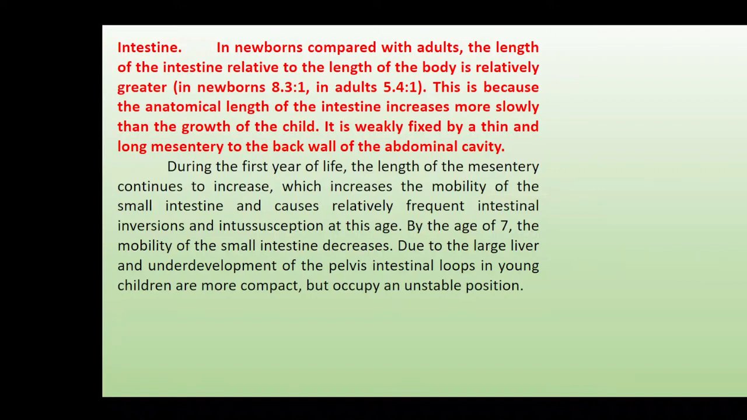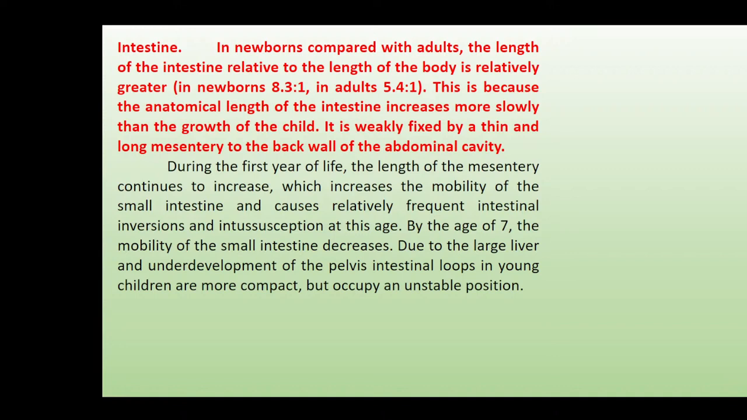Intestine. In the newborn, compared with the adult, the length of the intestine relative to the length of the body is relatively greater. In a newborn, 8.3 to 1. In an adult, only 5.4 to 1. It is because the anatomical length of the intestine increases more slowly than the growth of the child.